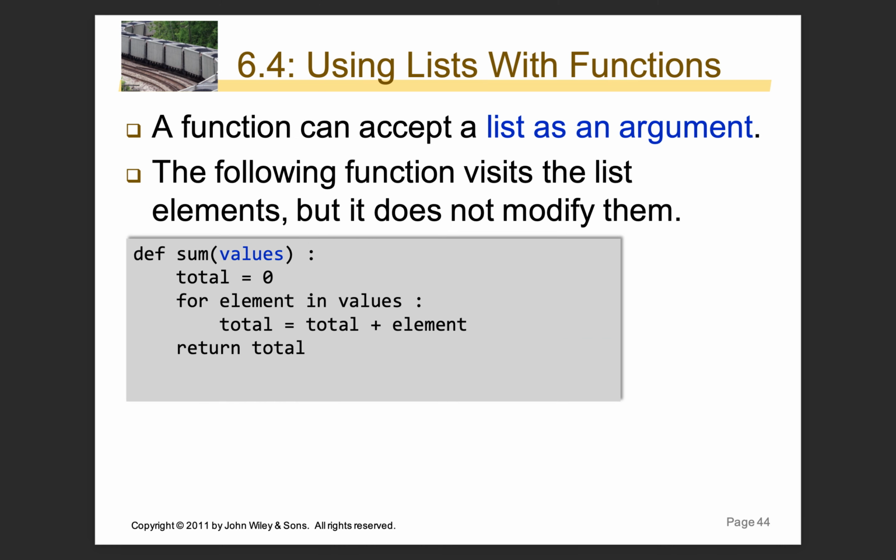Okay, a function, so we looked at functions in the last two sessions, can accept a list as an argument. The following function, defined here, visits the list elements but does not modify them. So def sum_values(values): total equals 0. For element in values, total equals total plus element, return total. So it goes through the list called values, takes each element, adds it to a total variable, and then returns that total. At no point here are we editing the values list.